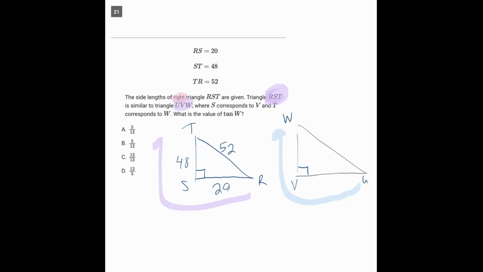And let's just confirm that we did it right. S corresponds to V, check. And T corresponds to W, check. So everything matches up exactly perfectly. And so we're hearing about the tan of W. So this is our theta. And what does it mean to be similar? It means they have the same angles, not the same sides. The sides are proportional, but they have the same angles. So if we're being asked about the tan of W, we may as well be asked about the tan of T, because they're the same angles by definition.